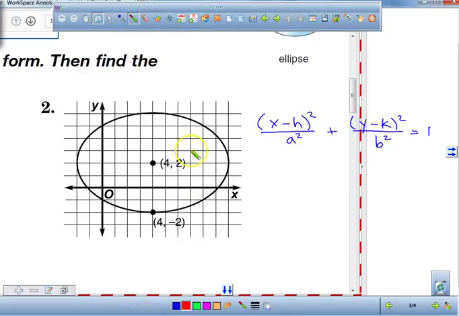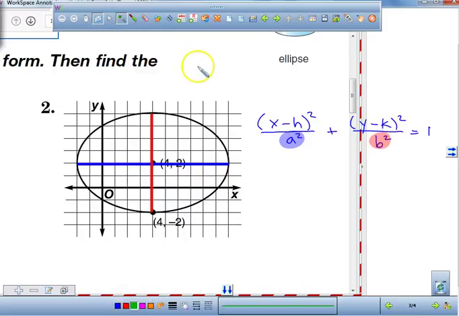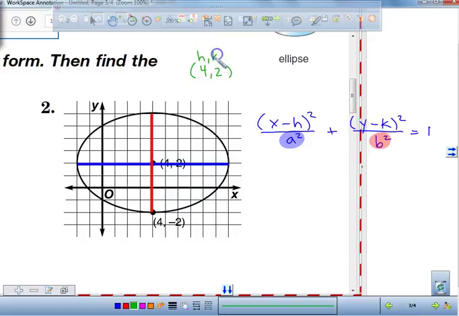So what I'm going to do is highlight the a squared in blue and the b squared in red. And I'm going to draw a major axis going all the way through the 4, 2, and the minor axis going all the way through 4, 2. Now 4, 2 is a very important point. What does the 4 and the 2 represent? That's the H and the K. That's the center of our ellipse.